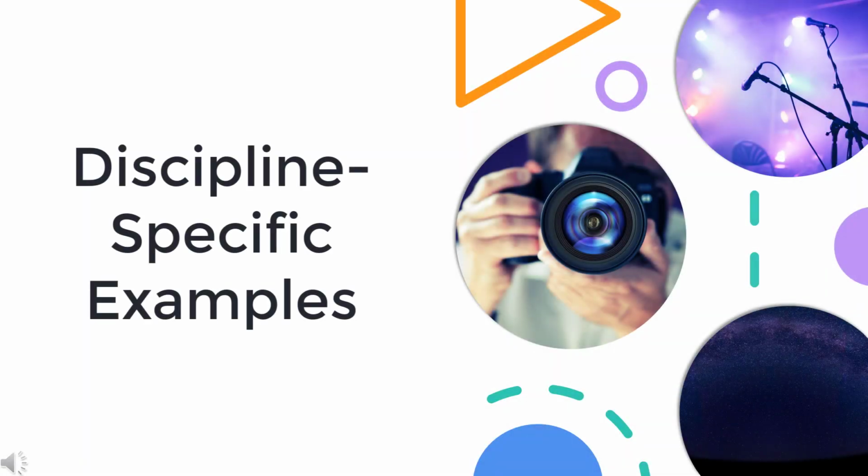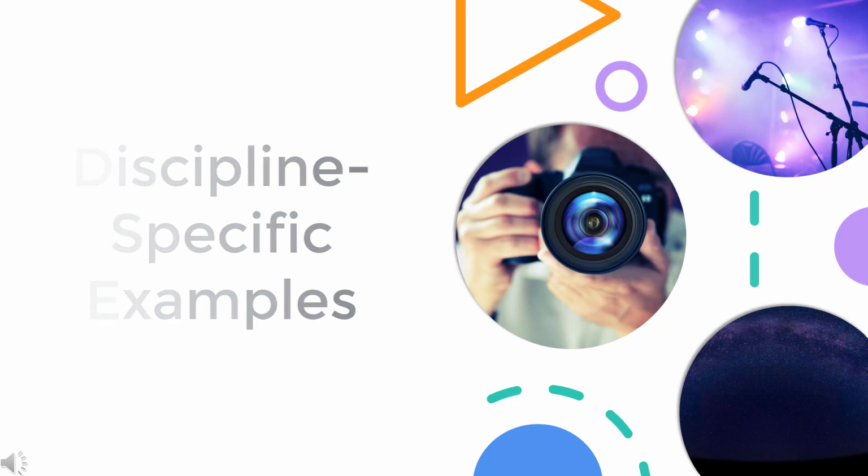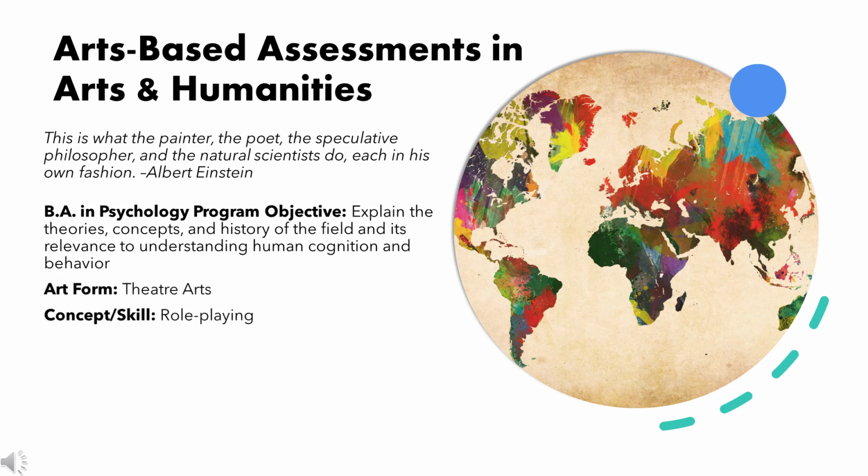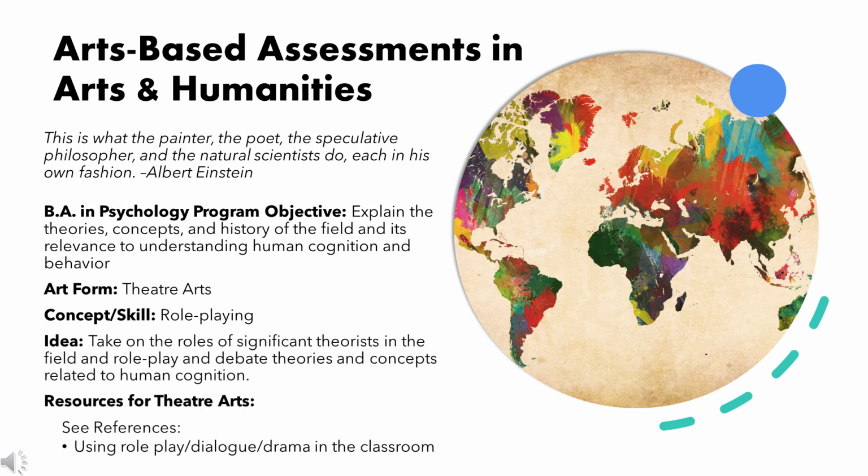Let's start getting into examples from different disciplines and see what arts-based assessments can look like. For example, at APUS, the BA in Psychology program objective, explain the theories, concepts, and history of the field and its relevance to understanding human cognition and behavior, is a good opportunity to use the theater arts art form role-playing. The idea is to have students take on roles of significant theorists in the field and role-play and debate theories and concepts related to human cognition.